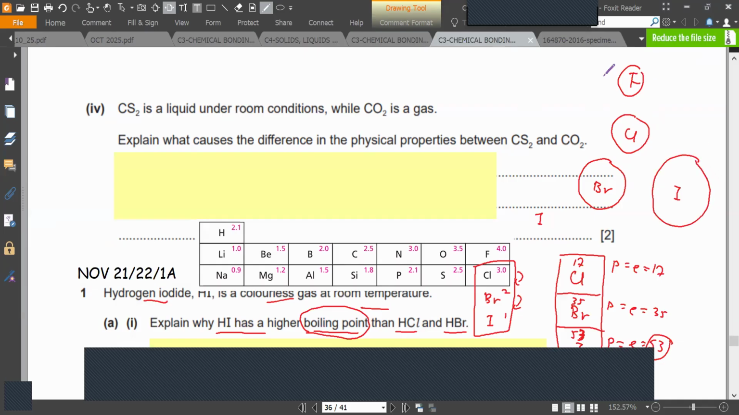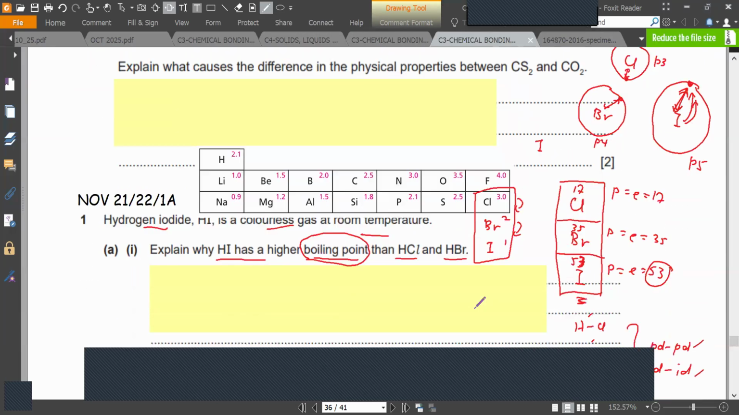Because this is period 2, period 3, period 4, period 5. So the radius is getting bigger and bigger, and then the outer electron is further away from the nucleus. When the outer electron is further away from the nucleus, it cannot attract the electron. It's very difficult to attract the electron. So that's why the electronegativity is getting less and less.